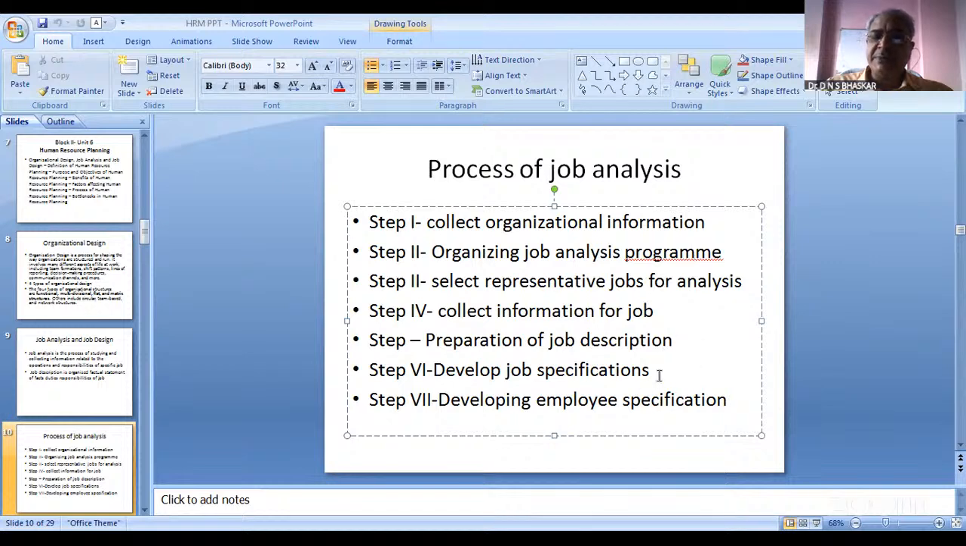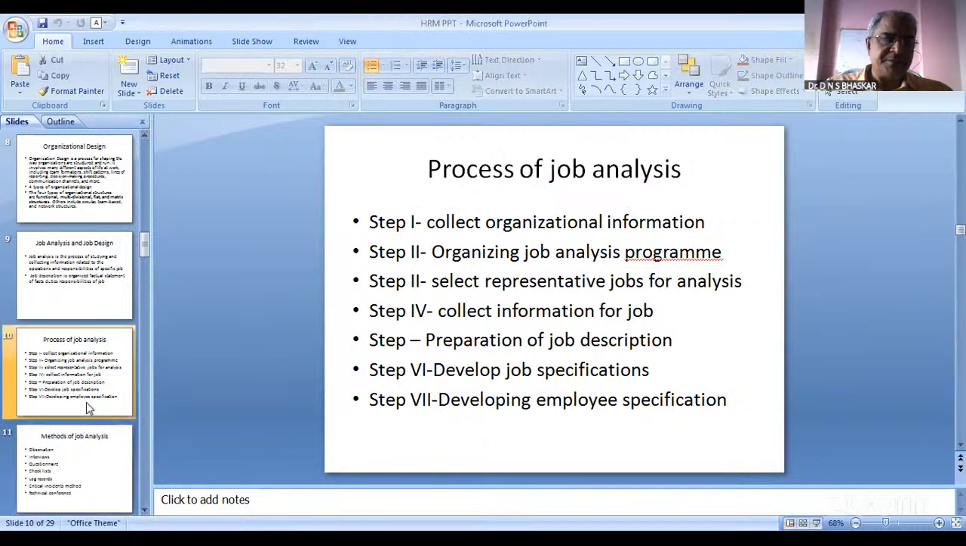Then develop job specification. What is job specification again? Job specification basically talks about what skill set is required. What are the various qualifications you should acquire? What are the various qualifications a person must have to be appointed as a finance manager? All these specifications must be there in that. That is, develop the job specification. Then developing employee specifications also. So what type of skills and attitude he must have, and all these aspects he must be able to understand. Then coming to the next one.